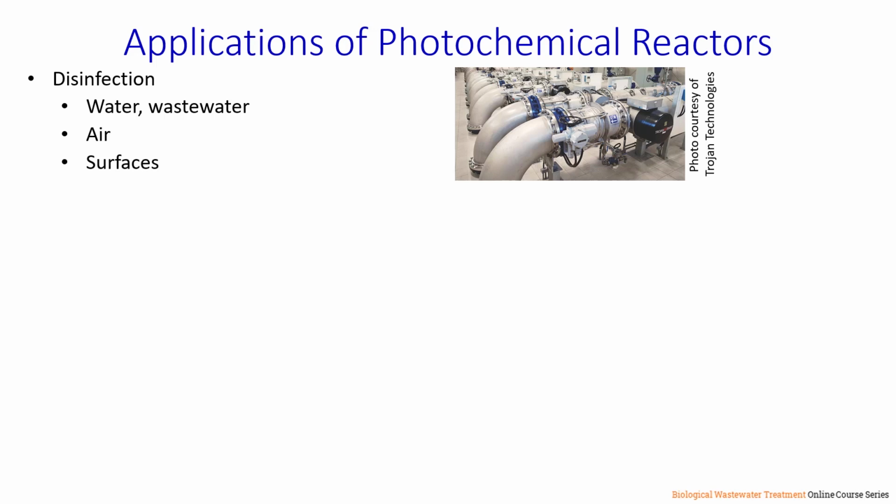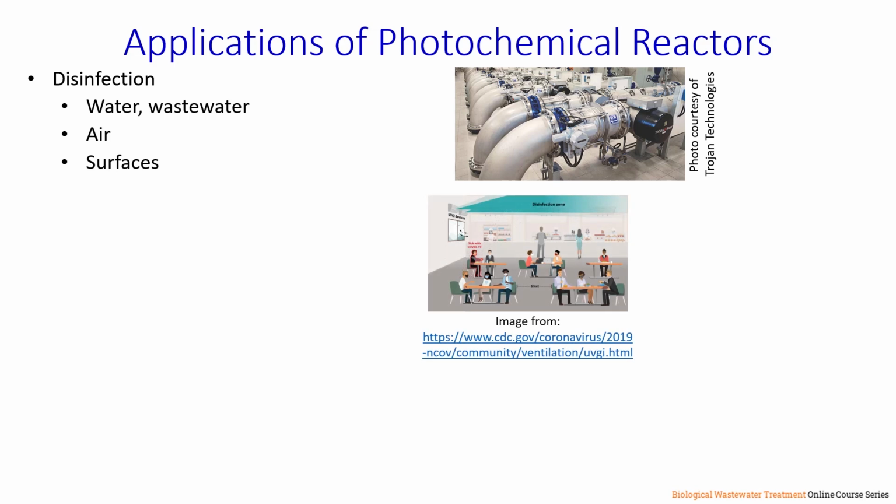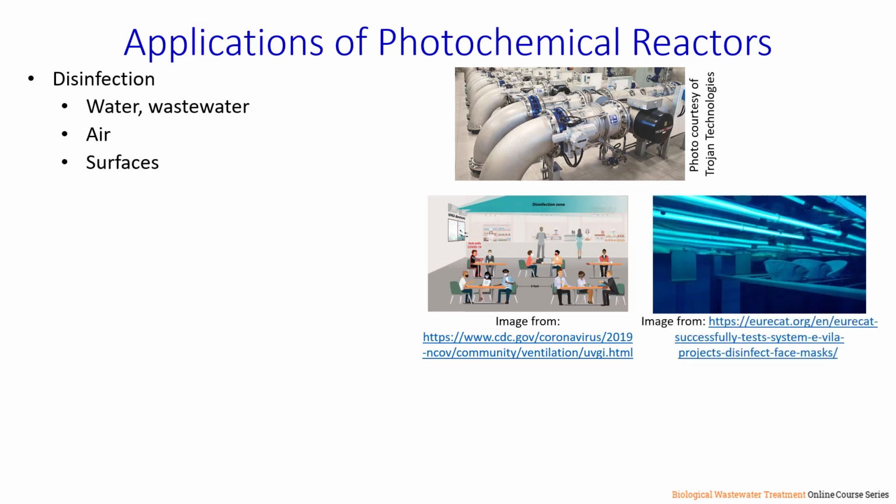UV radiation is also used for disinfection of air and surfaces. So here's a cartoon representation of how UV radiation is used to disinfect indoor air. And here's an image that illustrates the use of UV radiation to disinfect surfaces, specifically on N95 masks. UV radiation is also used for pure photolysis. A common example in the context of water and wastewater treatment is photolysis of nitrosamines like NDMA.